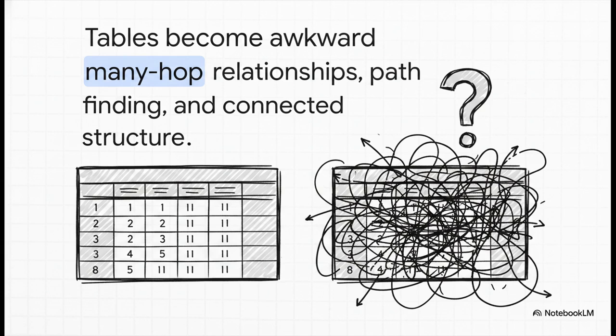But things start to get a little awkward when our questions change. What happens when the most important answers aren't tucked away inside one single row? What if the real gold is in the messy web of connections between all those rows?